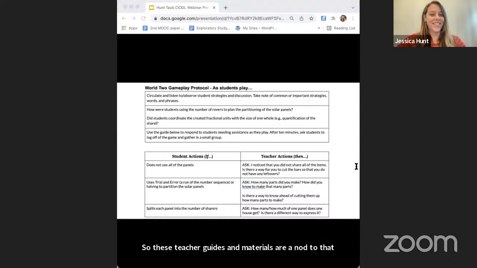So in looking at the materials, one possible strategy in that World 2 problem that we just looked at is using trial and error or having a strategy to partition and distribute the solar panels. So if a teacher saw that, they could use the materials and say, well, how did you know to make that many parts? Or is there a way to know ahead of time how many parts you might make? And that's just meant to further provide those nudges and to supplement the nudges that are in the game to further support students' reasoning.